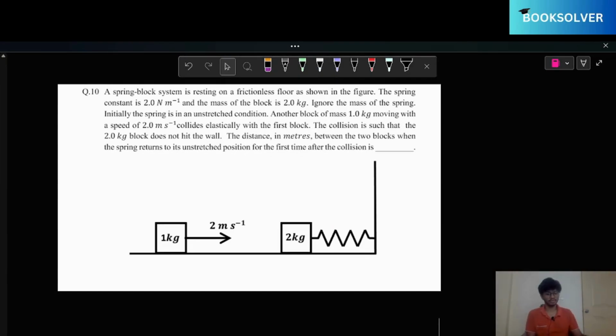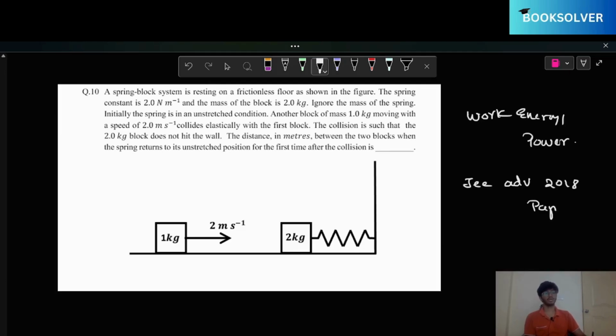Hello everyone, the given question is from the topic of collision. So we can say it is from the work, energy and power chapter. It is from JEE Advanced 2018 Paper 1.